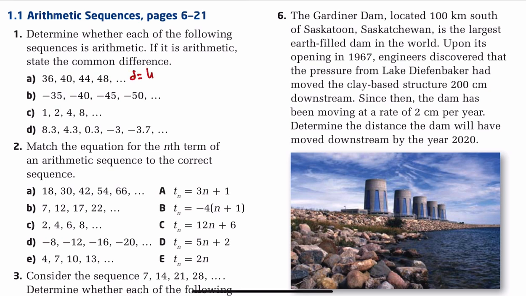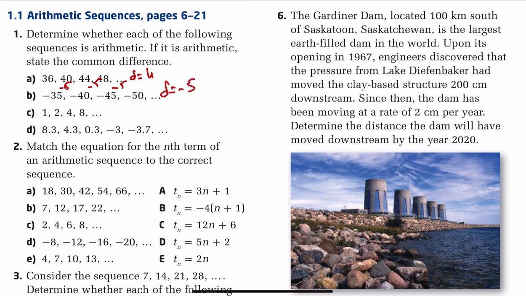For the second one, minus 35 minus 5, yes, it is minus 40. Minus 40 minus 5 is minus 45. Minus 45 minus 5 is minus 50. So yes, it is an arithmetic sequence, and d is minus 5.